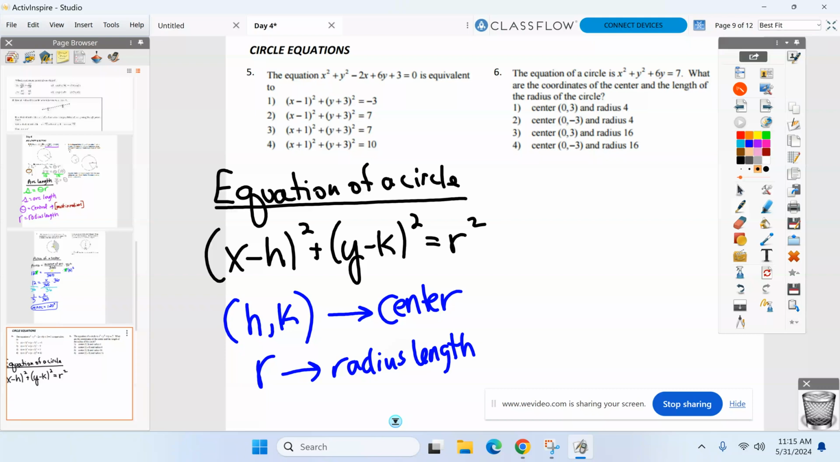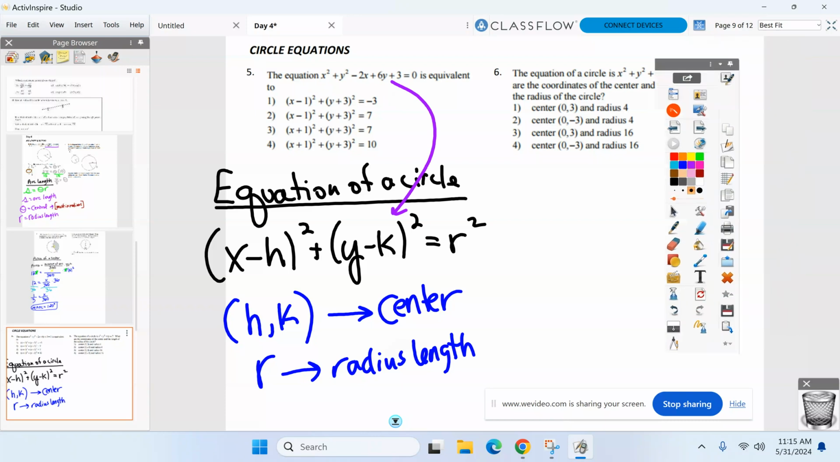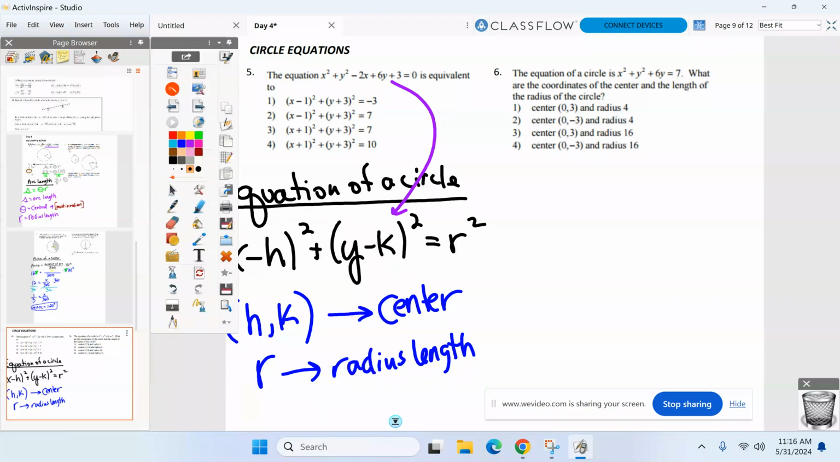All right, ready for number 5? Unfortunately, look at that. It's not giving me the center radius form. It's giving me what's called standard form. So I need your help converting this into this form. It's a process that you learned initially in Algebra 1 last year. Anybody remember the technique to get that into center radius form? Completing the square. Yes, we are going to have to complete the square on the standard form to get it into center radius.